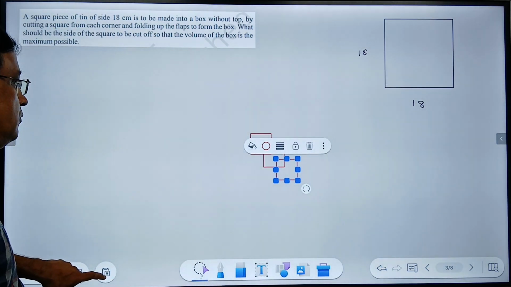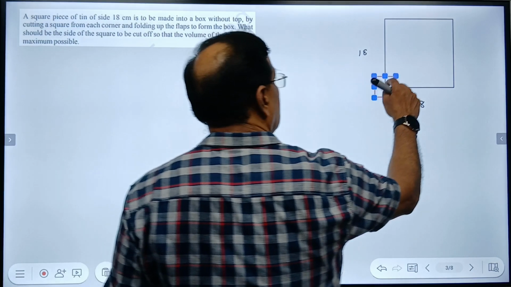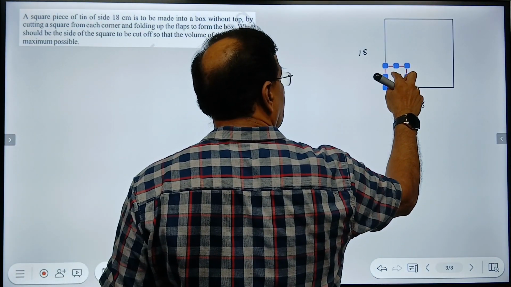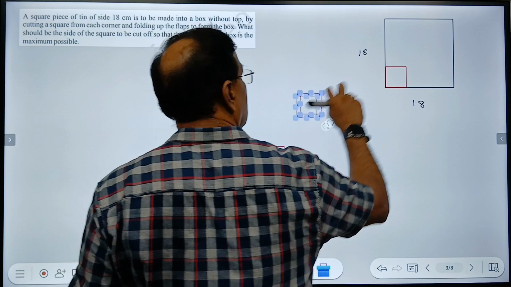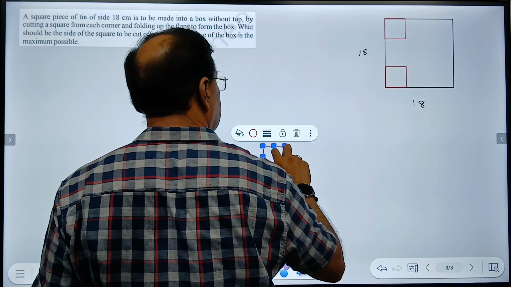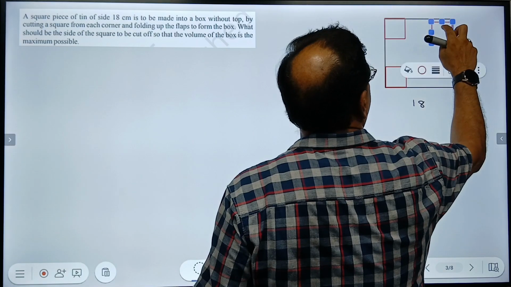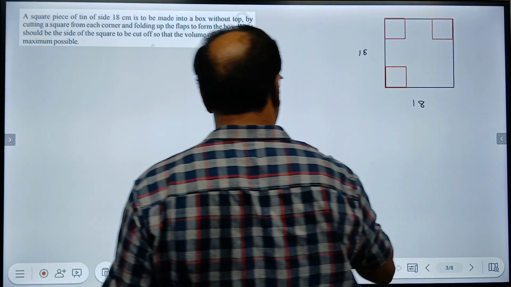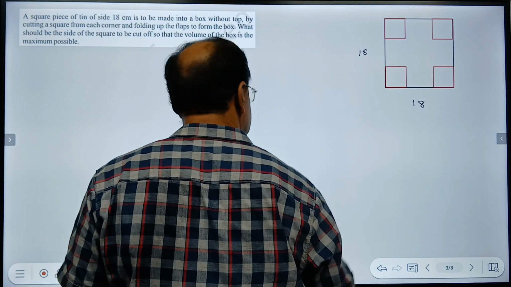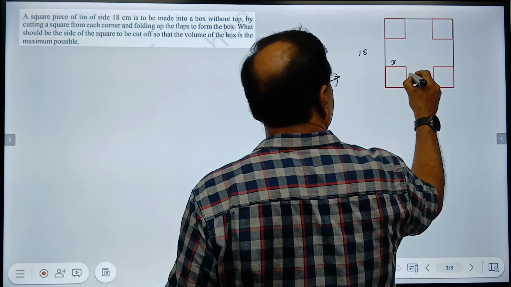Okay, I'm cutting it. So just give me some time. So equal squares are cut off. Let me take the dimensions of the square as x.